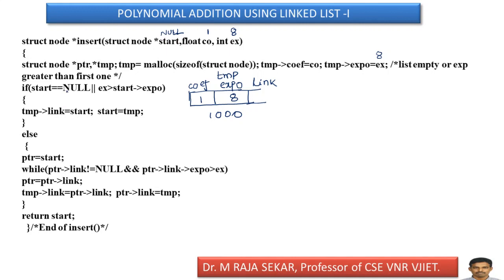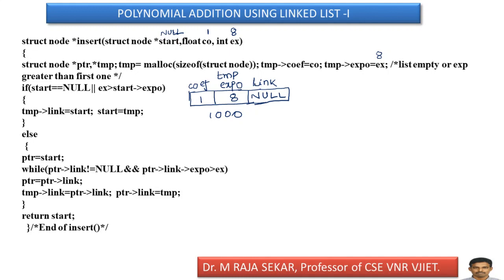Now, where will I go? If start equal to null. Yes. So, what is my start value? Null. Null equal to null, true. If any one of these is true, it is a logical OR, so if one condition is true, that's enough for me. Therefore, as start equal to null is true, we will enter inside the if block. tmp arrow link. Here I must keep start. What is my start value? Start is null. Therefore, I must write null here. Now we created one node.